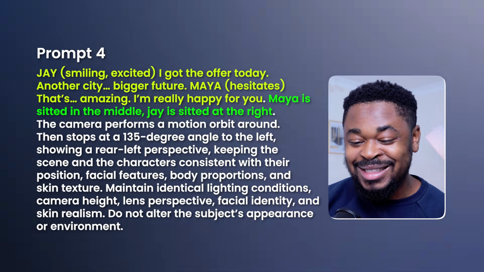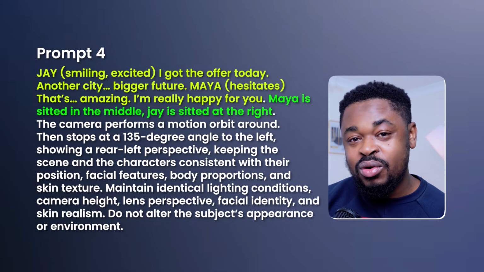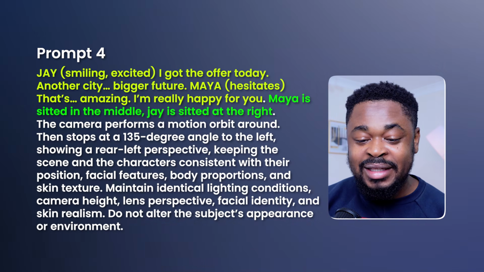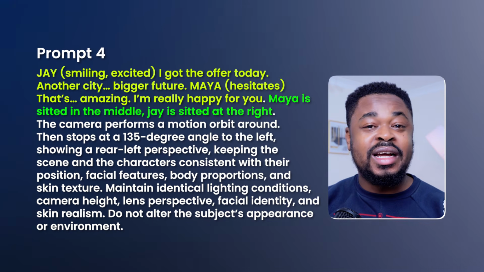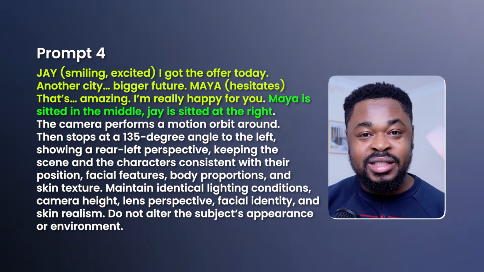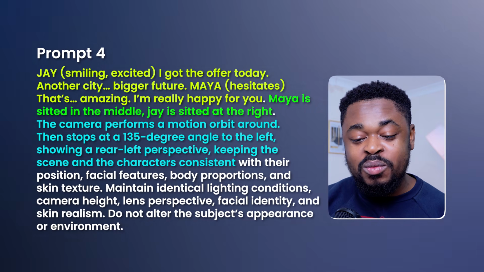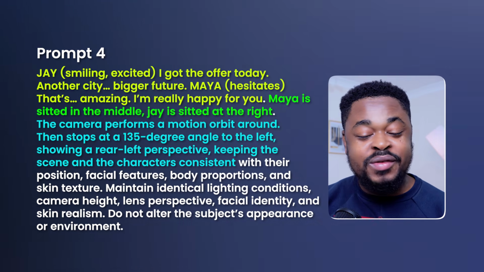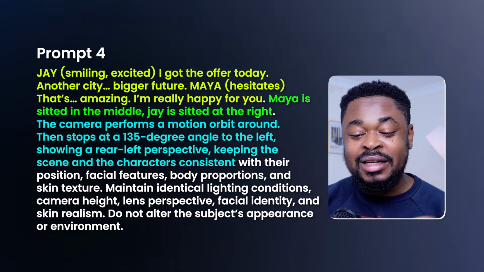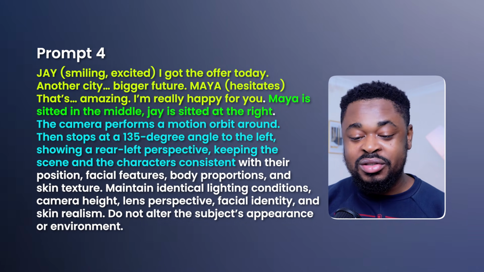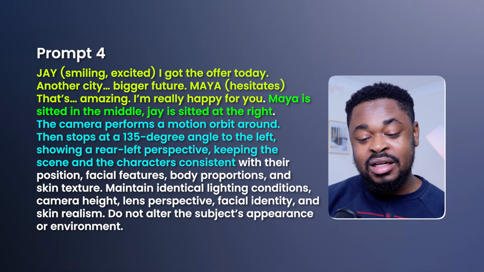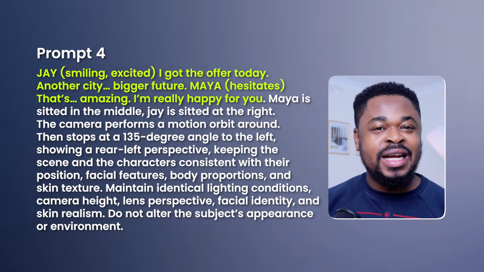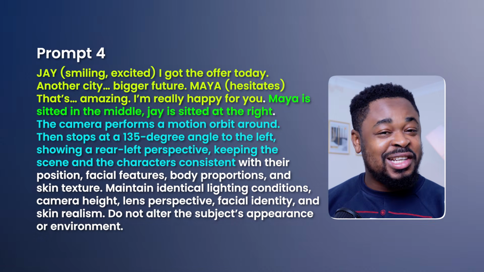So you can see here, Maya is seated in the middle, Jay is seated at the right. I want the AI to know exactly who is who. And then after the character identification, I enter the action. For this particular prompt, I didn't enter the action because I didn't have any specific action in mind. And then here I stated the camera movement. The camera performs a motion orbit around, then it stops at a 135-degree angle to the left, showing a rear left perspective, keeping the scene and the characters consistent and all that. And then after that, you could just add other things that would help with consistency, which I've done here in the prompt. So ideally, when using an image to create a video, the prompt should have dialogue, character identification, the action, and the camera movement.